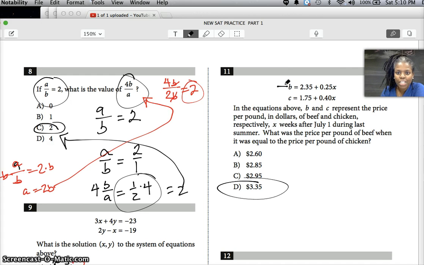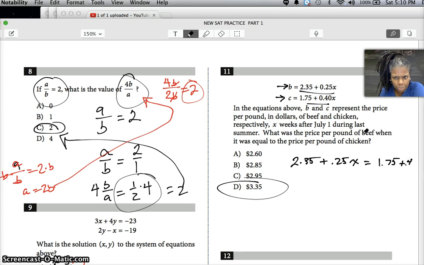So if the price per pound of beef is equal to the price per pound of chicken, then what we need to do is set them equal to each other, okay? So 2.35 plus 0.25x is equal to 1.75 plus 0.4x. I don't need to put anything else. I'm just going to put 0.4x. Is that okay? I hope that makes sense. All right, so we need to solve this equation. If you're feeling comfortable to deal with decimals, then rock out. If not, you can multiply this whole thing by 100 to solve for x.